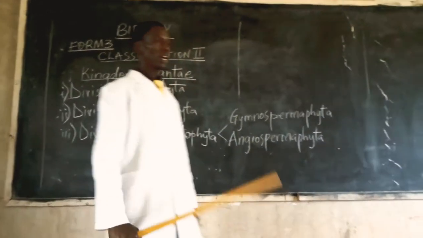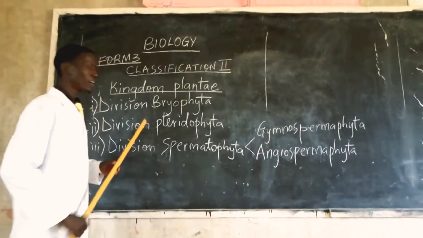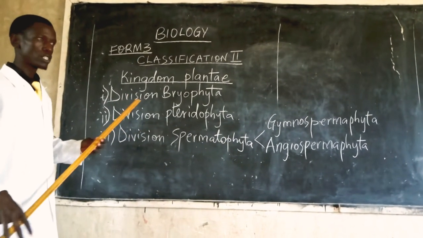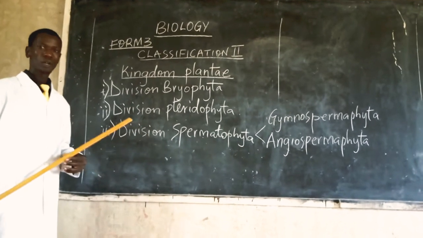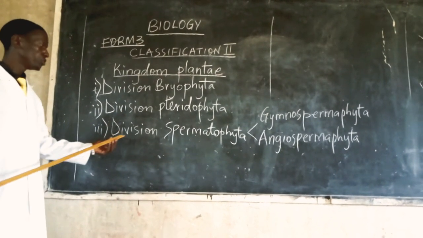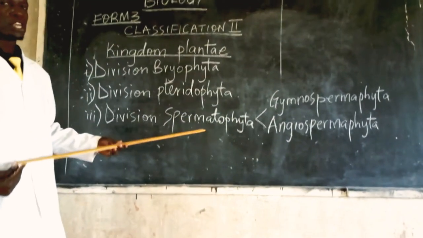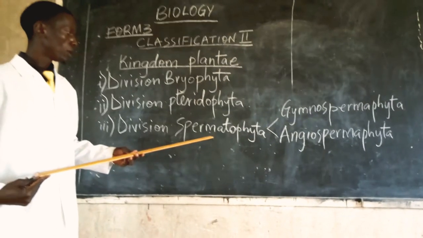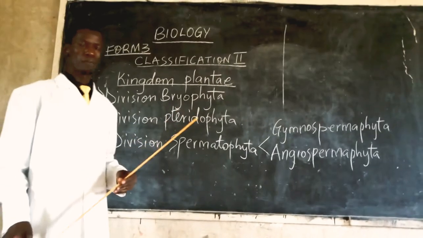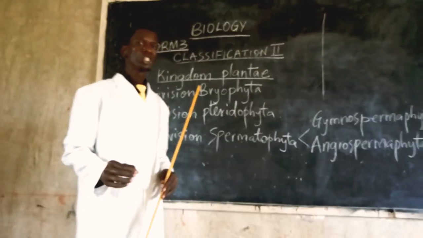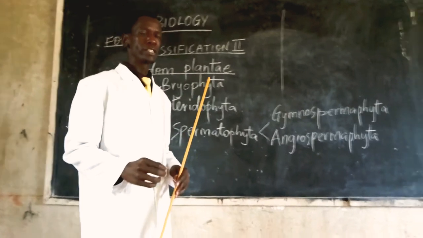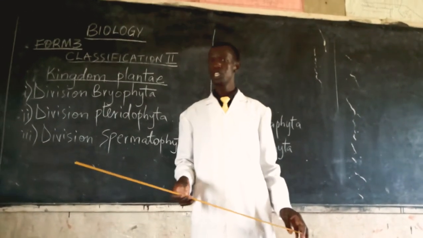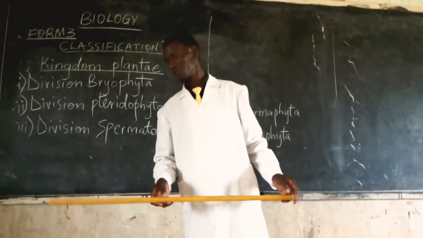We had looked at this other division called division Pteridophyta in our previous lesson, and for now I would like us to look at division Spermatophyta. Division Spermatophyta comprises seed-bearing plants. These are plants which bear seeds, and therefore they can be further classified into 2 subdivisions.